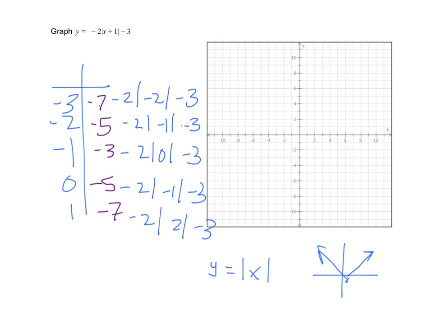And I can't do it very well with my current tool set, but I'll do my best. Negative 1, negative 3, negative 7 will be down here-ish. Negative 2, negative 5 would be here. Negative 1, negative 3. 0, negative 5. 1, negative 7. And then it would be a V-shaped graph like that. So good luck with that.